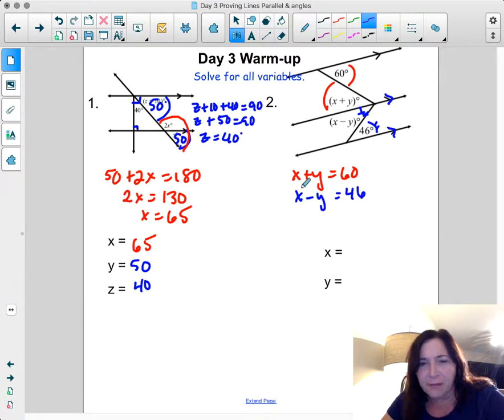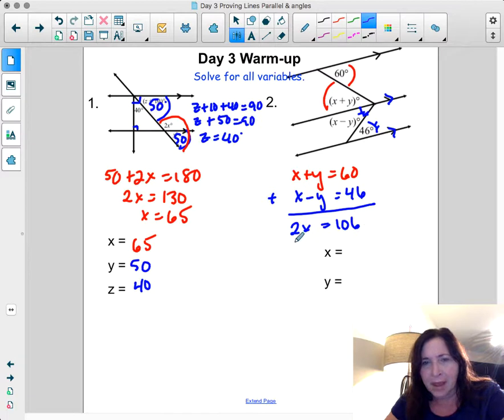Now you have two equations and two unknowns, and we call that a system of equations, which you most likely learned back in algebra. You can add them, subtract them, multiply. There's a couple of different ways to solve them: Cramer's rule, augmented matrices. Anyways, just for this one, we just add them. You get 2x, the y's cancel, so you have 2x is equal to 106. If I divide by 2, I get x is equal to 53.